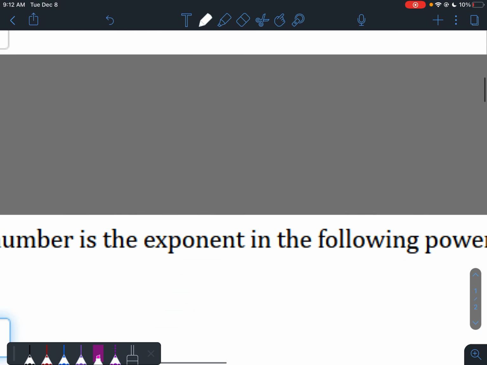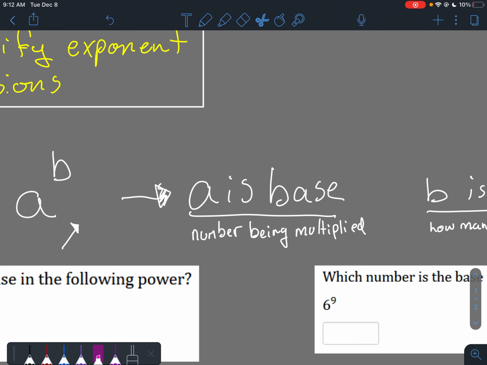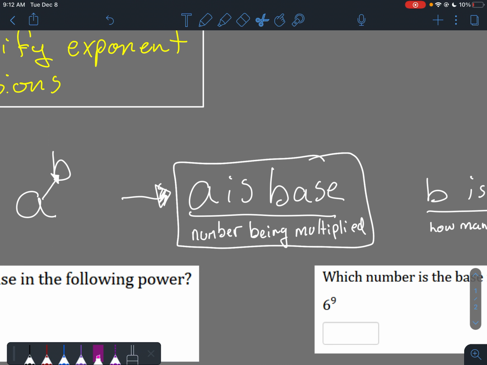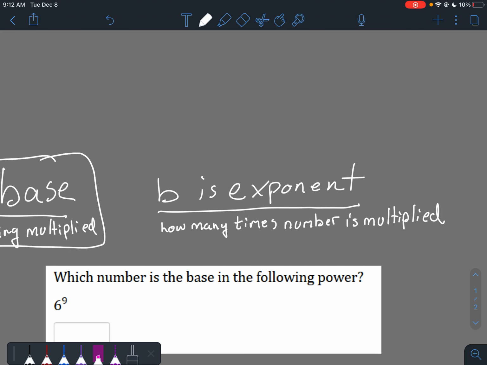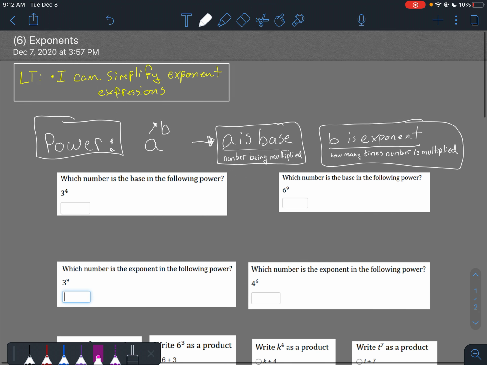There's the base right here. This is the base. This is the number that is being multiplied. So a is the base. It is the number that is being multiplied. And b is going to be the exponent. The exponent is how many times that number is multiplied. So a is the base, it's a to the b power. a is going to be the number that's multiplied, and b is going to be how many times it is multiplied.